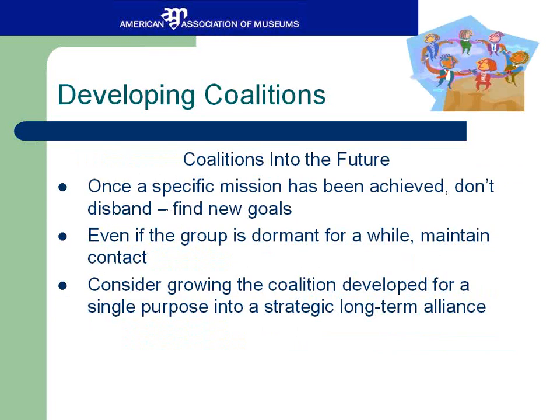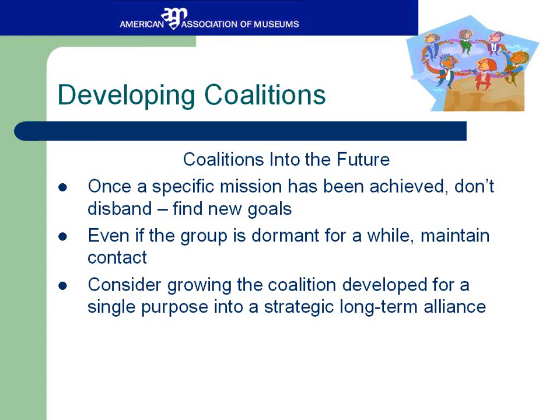All right. Now, looking at coalitions into the future: maybe you've formed a coalition, you've achieved some goals, and you're not really sure what to do with it. Once a specific mission has been achieved, don't disband. Find some new goals. It might be that you've achieved some sort of state legislative initiative. Maybe you want to look at a federal legislative initiative. Maybe you want to look at something very local. But find some new goals, because that coalition can be very useful for you looking into the future.